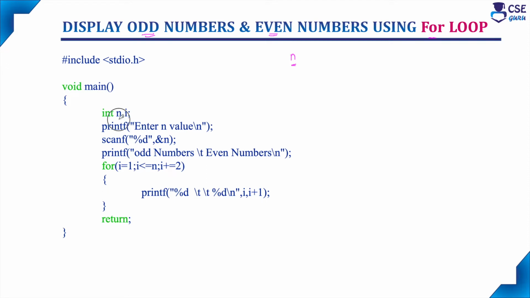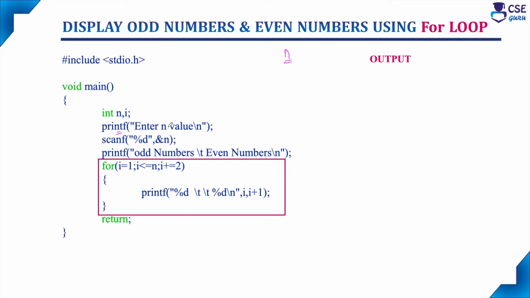We have declared the n variable as an integer, and i is the variable used in the for loop. Both variables are declared as integers. Using this printf statement, just print the message "enter n value". Suppose you have entered the n value as 10, then using this scanf statement, accept the value 10 and store it in the variable n. Next, a printf statement will display the message "odd numbers, even numbers".